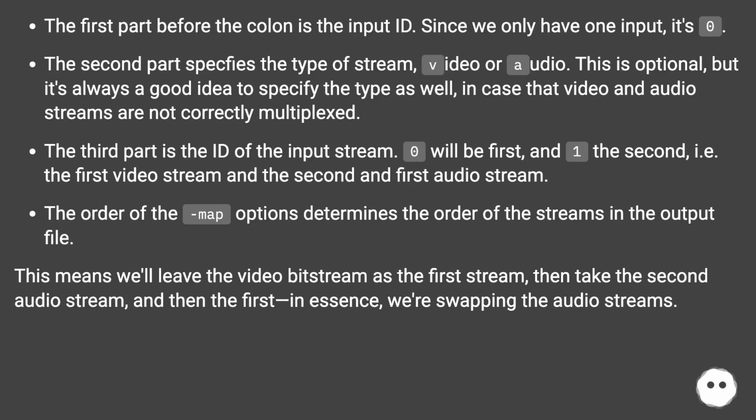The third part is the ID of the input stream. 0 will be first, and 1 the second, i.e. the first video stream and the second and first audio stream. The order of the map options determines the order of the streams in the output file. This means we'll leave the video bit stream as the first stream, then take the second audio stream, and then the first. In essence, we're swapping the audio streams.